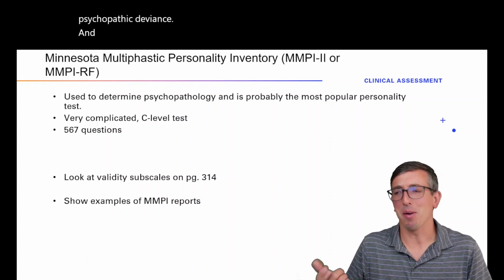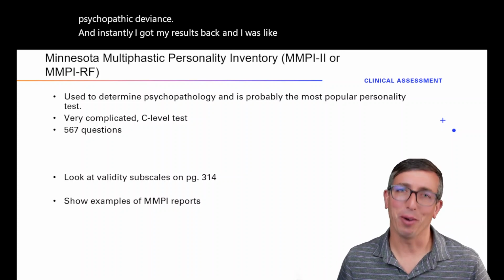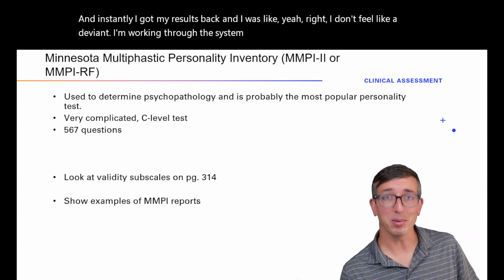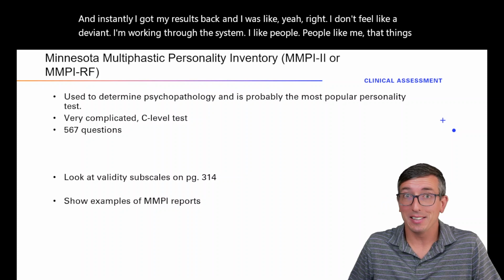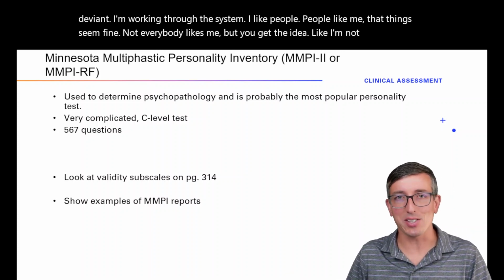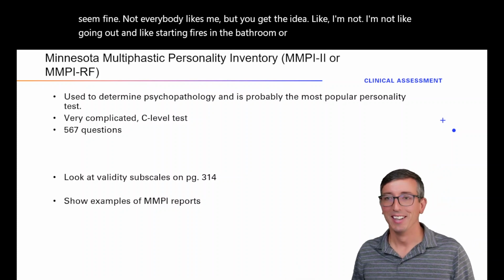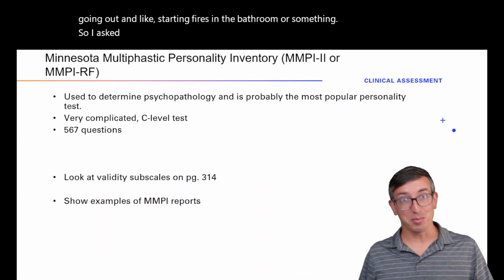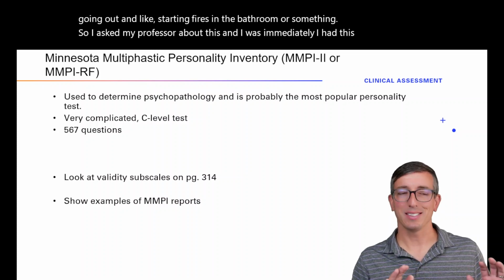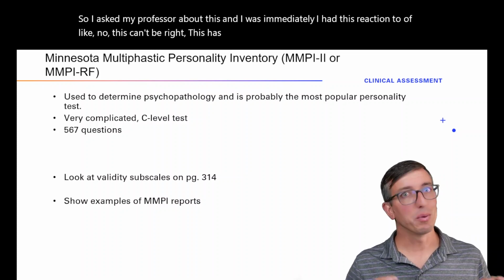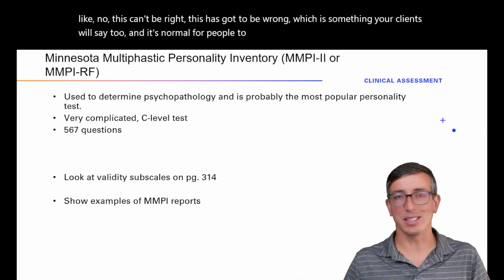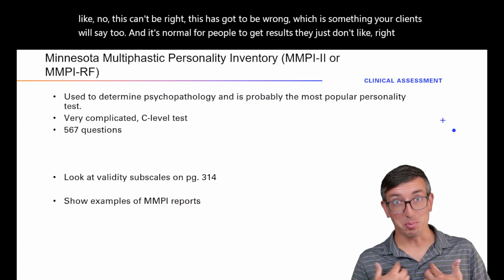And instantly I got my results back and I was like, okay, yeah, right. I don't feel like a deviant. I'm working through the system. I like people. People like me. Things seem fine. Not everybody likes me, but you get the idea. Like I'm not going out and starting fires in the bathroom or something. So I asked my professor about this, and I had this reaction too of like, no, this can't be right. This has got to be wrong, which is something your clients will say too. And it's normal for people to get results they just don't like, right? This was me doing that.